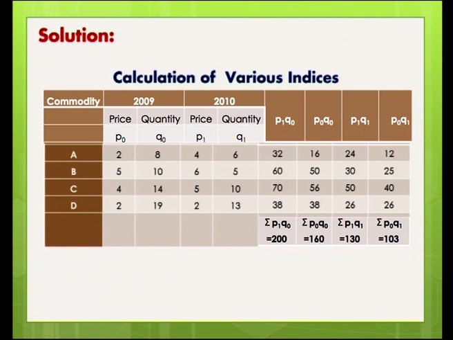That is, summation P1Q0 is the summation of 32 plus 60 plus 70 plus 38, which gives you 200. Likewise, summation P0Q0, summation P1Q1 and summation P0Q1, the values are calculated.